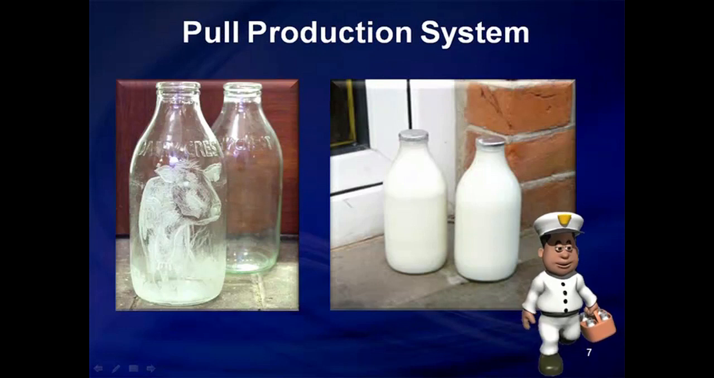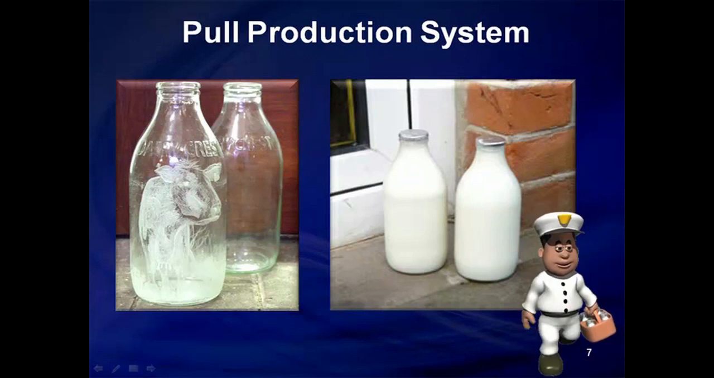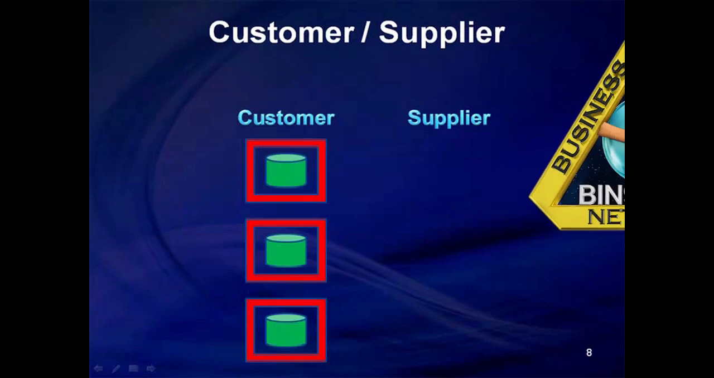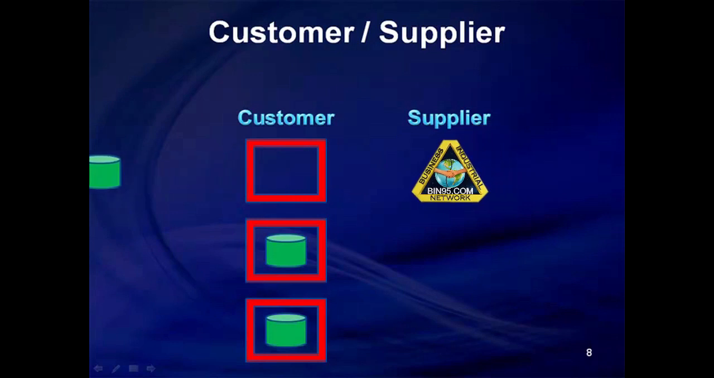Kanban production systems are also known as a pull production system because you are waiting for the customer to signal that product has been consumed and replacements are needed, as in this milk delivery system. The Kanban system is based on customers and suppliers. Customers consume a product and a signal is given to the supplier of that product, in essence telling them that product needs to be replaced. In this case, the signal is an empty Kanban square. When the supplier sees the empty Kanban square, they produce the replacement and deliver it.